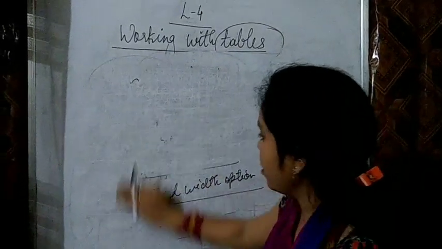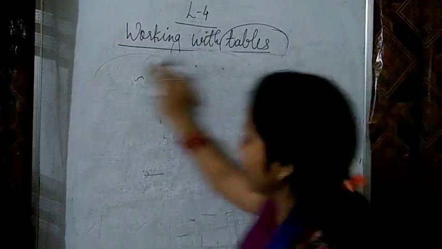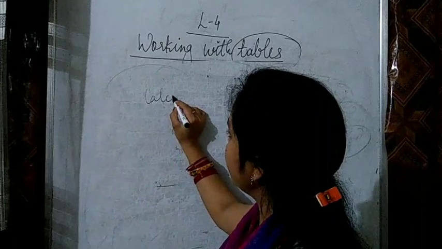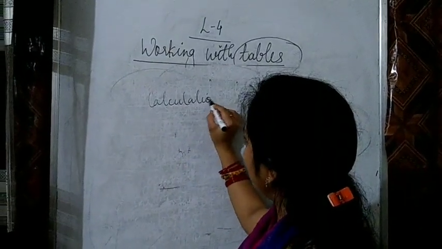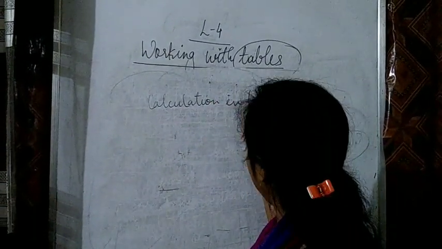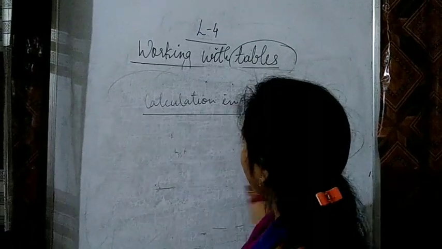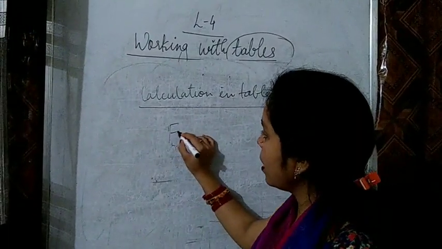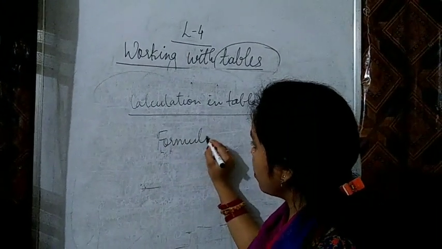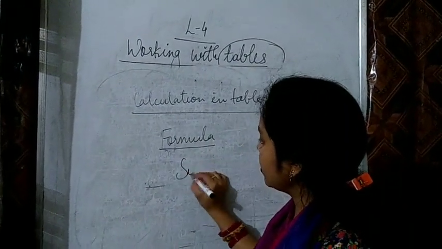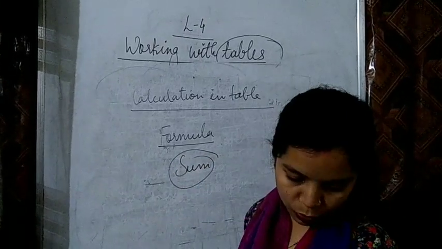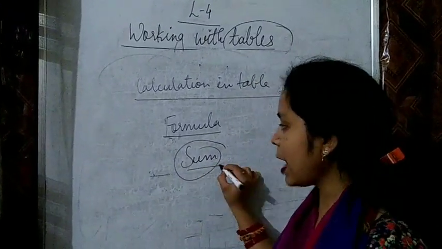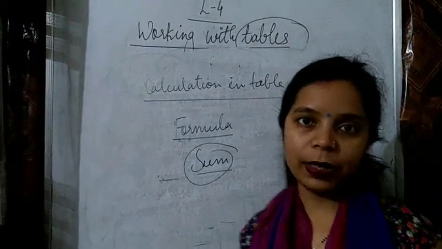Now you all have understood this. I have shown you on the laptop also. Now next one is calculation in table. How will you do calculation in a table? For that, a formula option is given, and in your book this sum is given, how to add the numbers. How will you do the sum? Some formula is given there to add the numbers in the table.